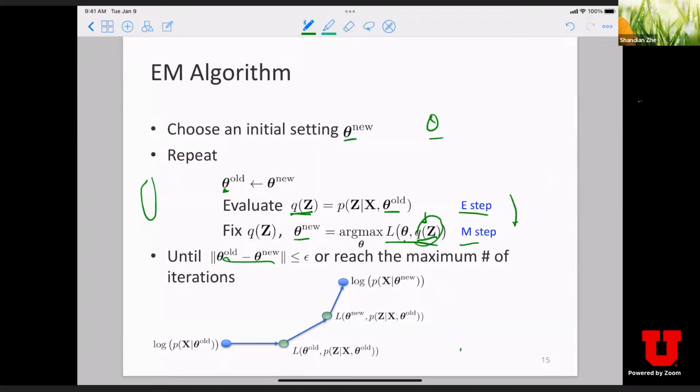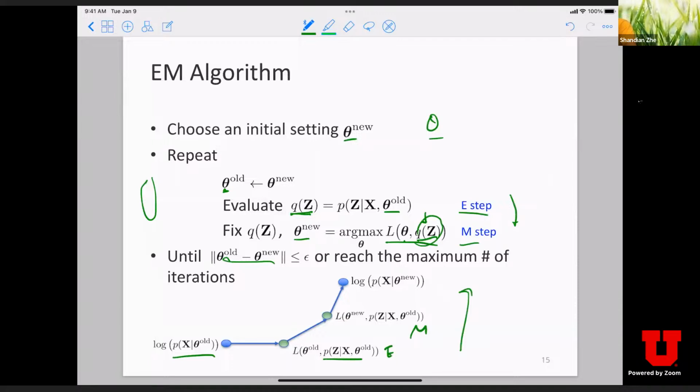So if we can visualize the whole optimization procedure, our goal is to maximize the log marginal probability. We start from, say, theta old, right? This is where the log marginal model evidence given theta old is. So the optimization procedure is two-step, EM, right?